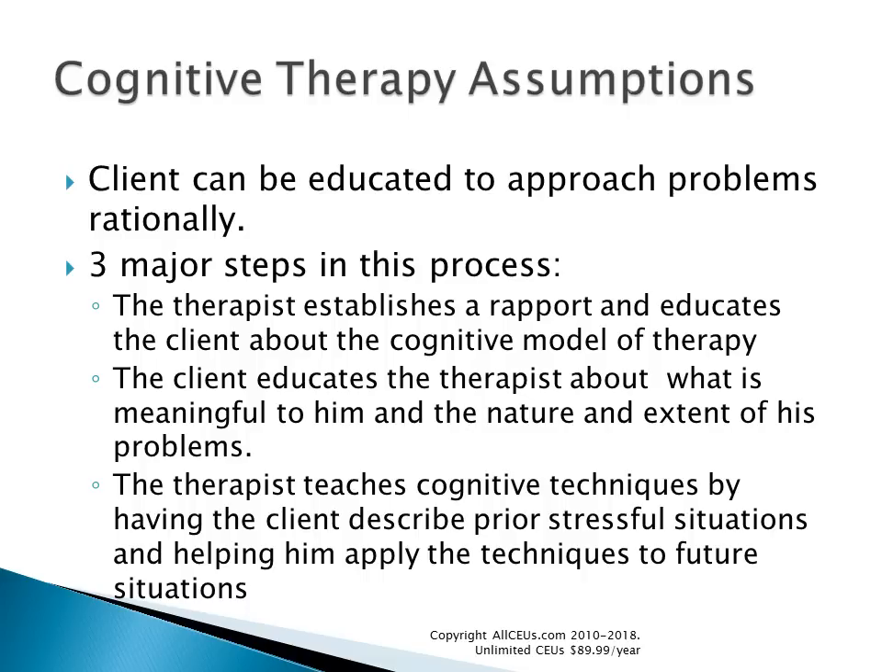Cognitive therapy assumptions include the fact that the client can be educated to approach problems rationally. The 3 major steps in this process include establishing a rapport and educating the client about the cognitive model of therapy, the fact that changing thoughts can help change the way you feel and the way you act. The client educates the therapist about what's meaningful to him and the nature and extent of his problems. We know the technique, they know themselves. Neither one of us is going to be successful if we don't form a partnership.